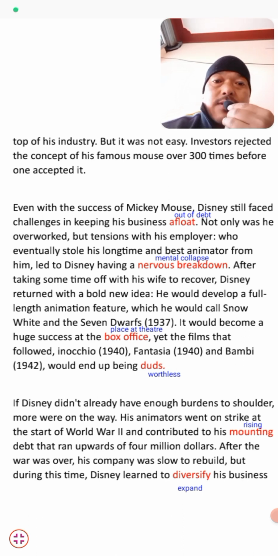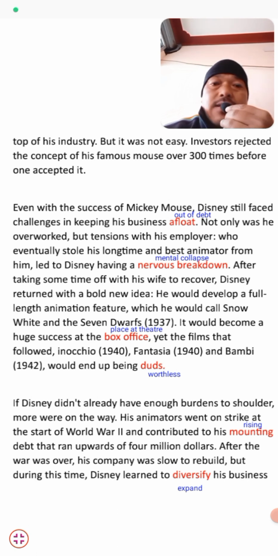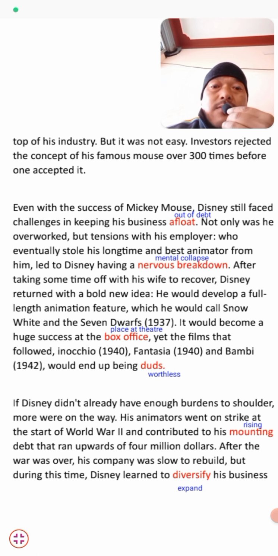In order to run his business forward, he worked hard day and night, but he was tense about his employer, who eventually stole his long-time and best animator from him. That caused Disney to have a mental collapse.